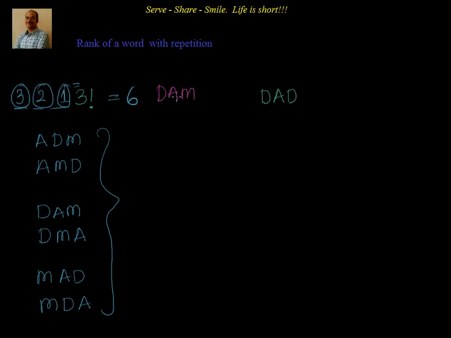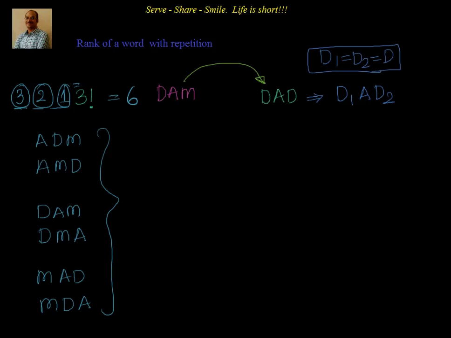Now, if there is a repetition, like you can see DAM became DAD, that means D is repeating 2 times. To answer this easily, we will convert this to D1 A D2, and at the end we will say that D1 equals D2 equals D, and we will see how many words are formed by this. So let's write them down. Start with A, start with D1 and start with D2.